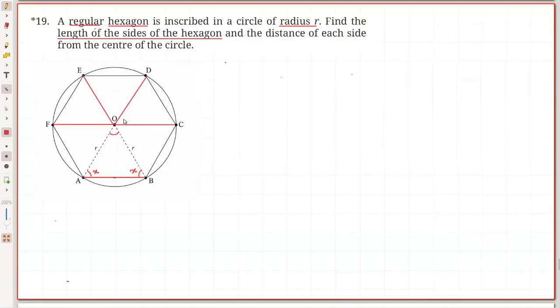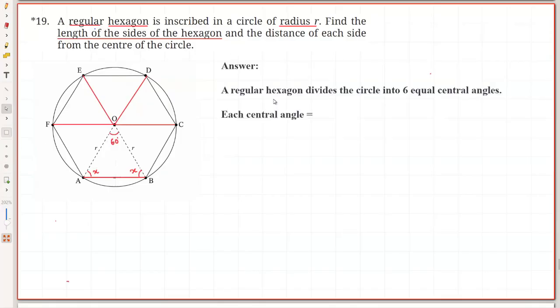So total angle is 360. So 360 divided by 6, I'm getting this angle is 60 degree. Right, now I can just go with the proof. So the answer: a regular hexagon divides the circle into 6 equal central angles. Therefore, each angle is equal to 360 divided by 6, so 360 divided by 6 is 60 degree. Now this is 60 degree, right?